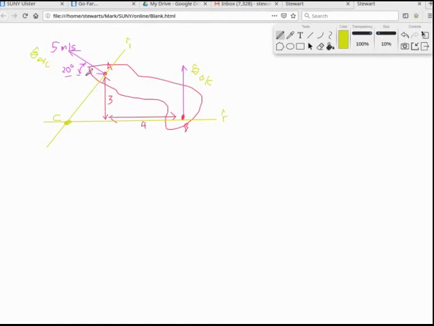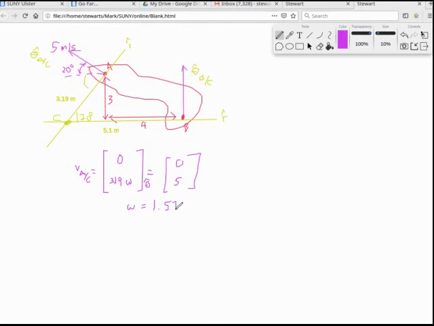This angle is 20 degrees, so this angle is 70 degrees. So now we can figure out the distance from A to B. Okay, so we got those two distances, and now I can write the velocity of point A in radial and transverse coordinates, which has to equal the actual velocity in the theta hat direction, which is 5. So therefore our omega would be 1.57 radians per second. And now we can do the same thing for point B.